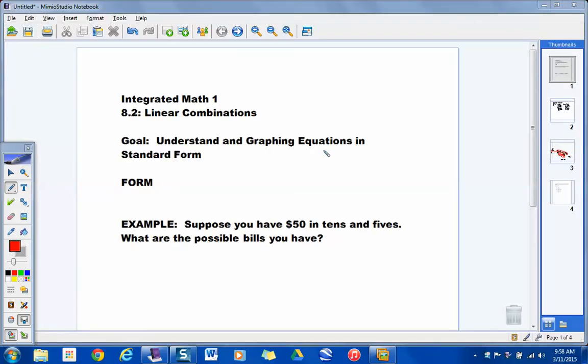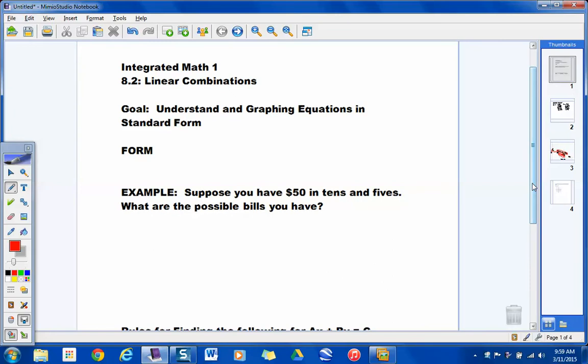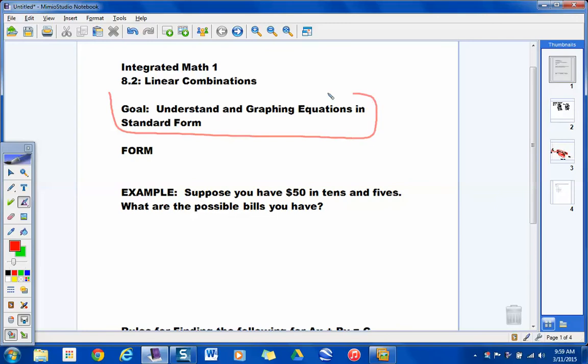Guys, 8.2, this section is what we call linear combinations. It's just like the example we talked about: some 20s and some 50s total $400. Plot some points, draw a line. We did that, all right? So our whole goal today is to understand what we're doing here in terms of graphing equations in standard form.